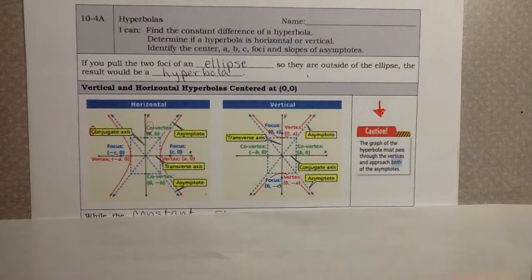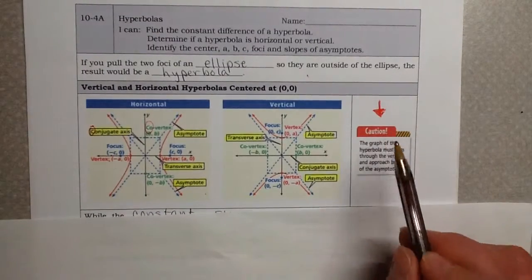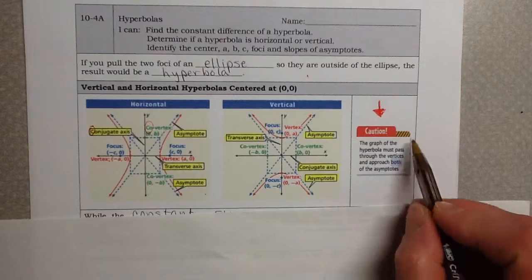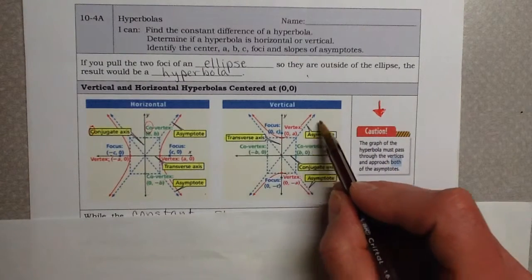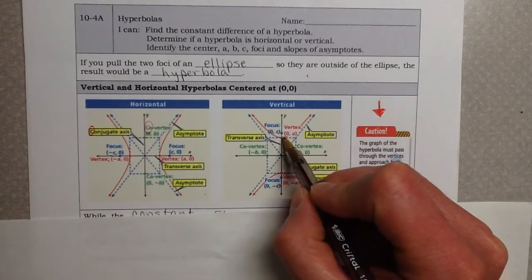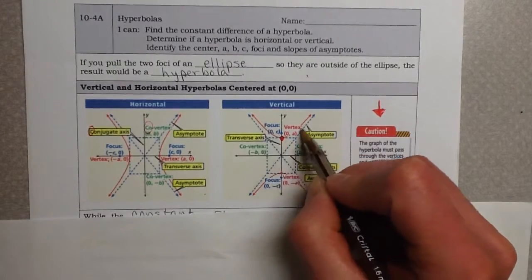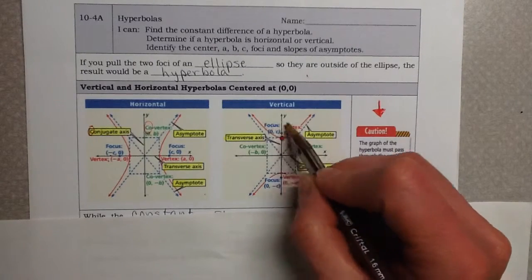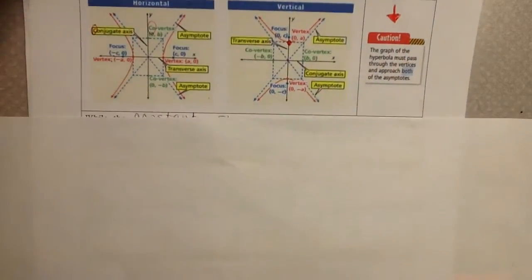Now, I put a red arrow next to this because I want you to be really careful. Make sure that when you graph your hyperbola, these are called branches. They're not called parabolas. The branches have to go through the vertex, so it has to touch or go right through the vertex. Don't graph them up high or around the focus. And we'll talk about that graphing more tomorrow.